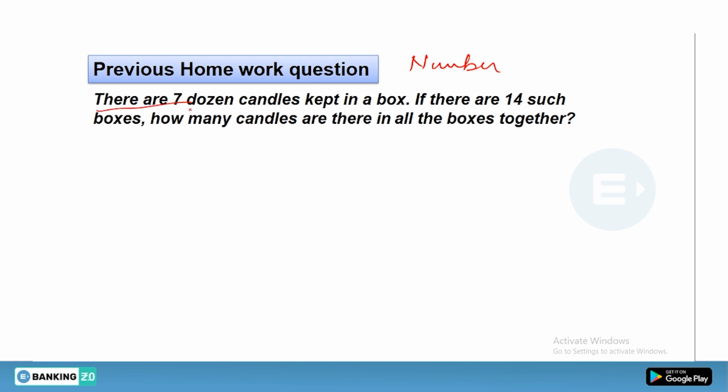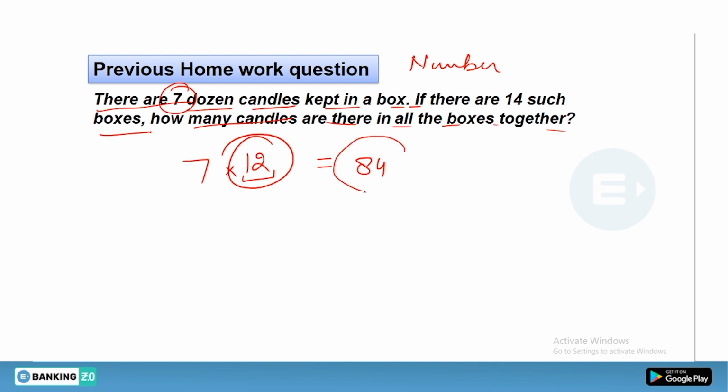Let's say there are 7 dozen candles kept in a box. In one dozen, you will get 12 candles. If there are 14 such boxes, how many candles are there in all the boxes? So it's an easy question. As I have taught you, if 7 dozens were there and in one dozen 12 candles are there, so if you multiply 12 with 7, you will get a clear value 84. That means in one box you have put 84 candles.